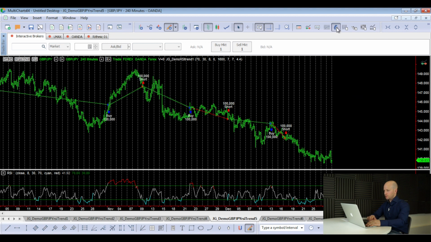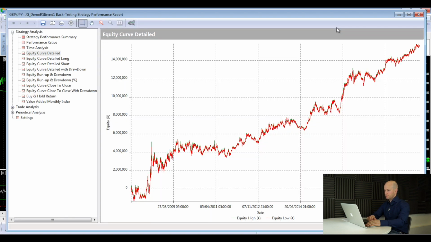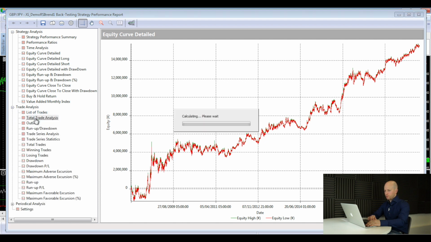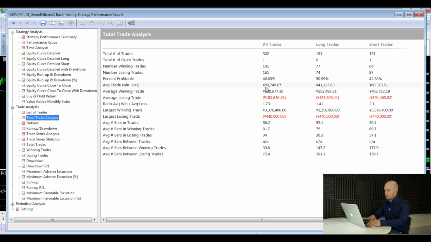So how's that changed the equity curve? And the equity curve is about the same. It's no worse, so that's really good. And I like the way that this was really quite strong recently. We've already seen what the average trade is on the optimization chart. 50,000 yen average trade, 302 trades.